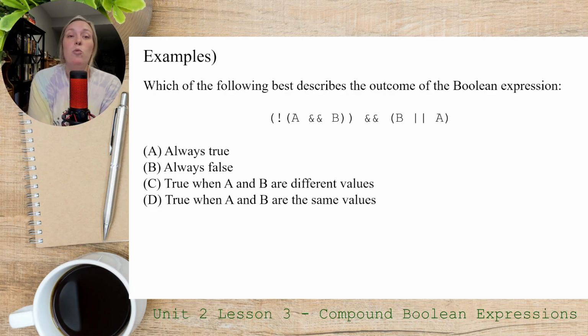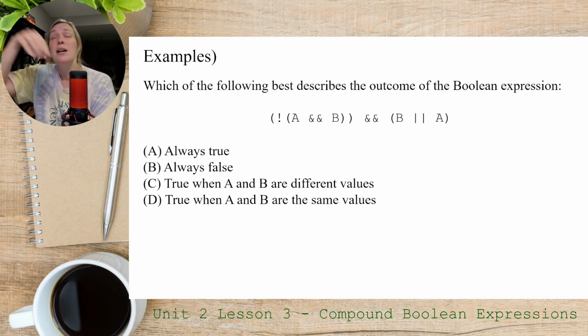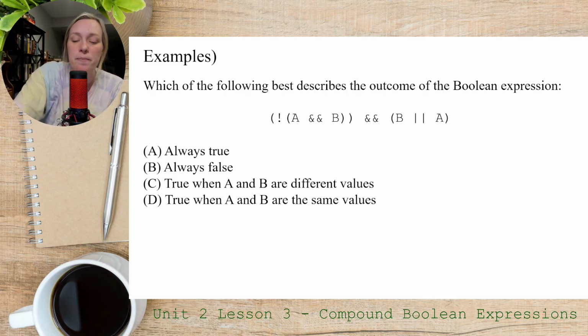So in this example, which of the following best describes the outcome of the Boolean expression? Oh my gosh, another one. Here we go. A and B. Pause the video, try it on your own. See if you can get it. Maybe especially making that truth table. How can you build the truth table to help you solve this expression?